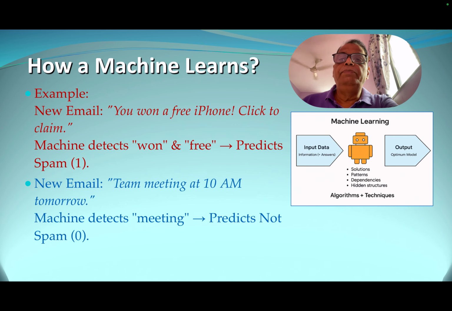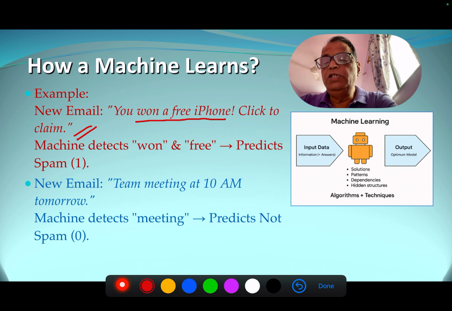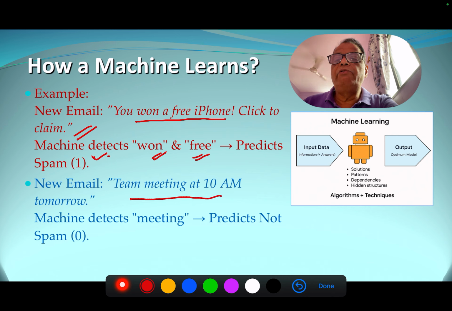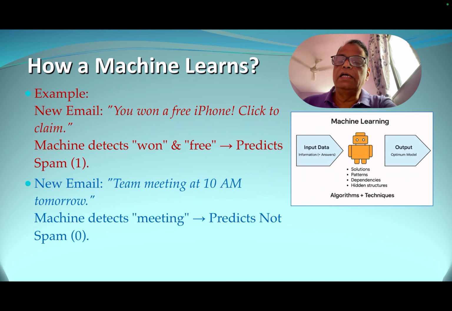Say, for example, we have a new email: "You own a free iPhone, click to claim." If this is the email, then the machine will detect that there are words such as own, free, and therefore it will definitely predict it as spam. If the email says "Team meeting at 10 a.m. tomorrow," then there is the word meeting, and therefore the machine will label it as not spam, that is 0. So in this way, the machine will be classifying your email. That is, the machine has learned how to classify the given email.